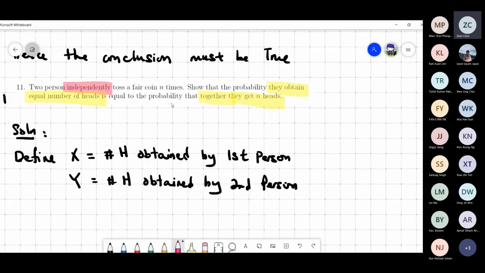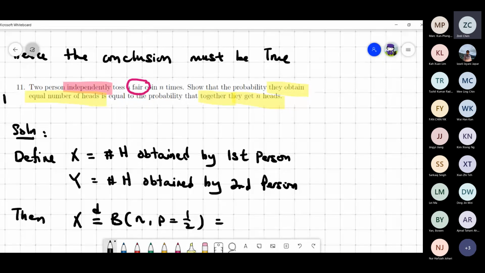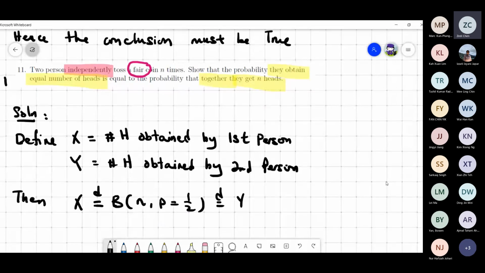Next, we assume this is a fair coin. So that means the probability of getting head and tail must be the same. So we can see both X and Y must have the same distribution. The binomial distribution with parameters n and p equal to half. X and Y have the same distribution. They are binomial with probability of getting head equal to half.